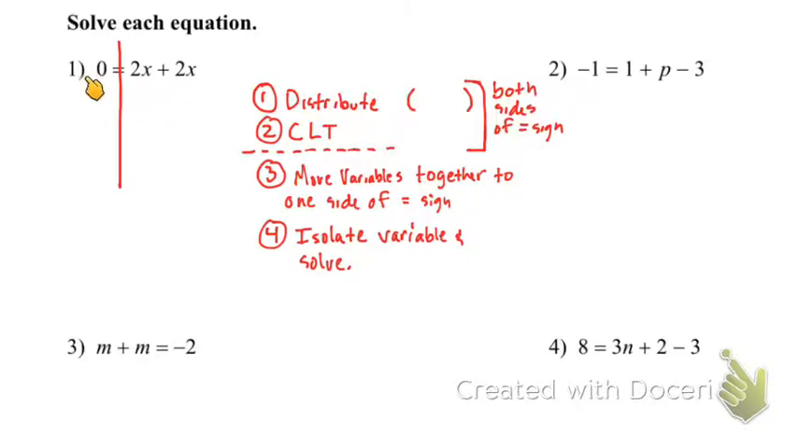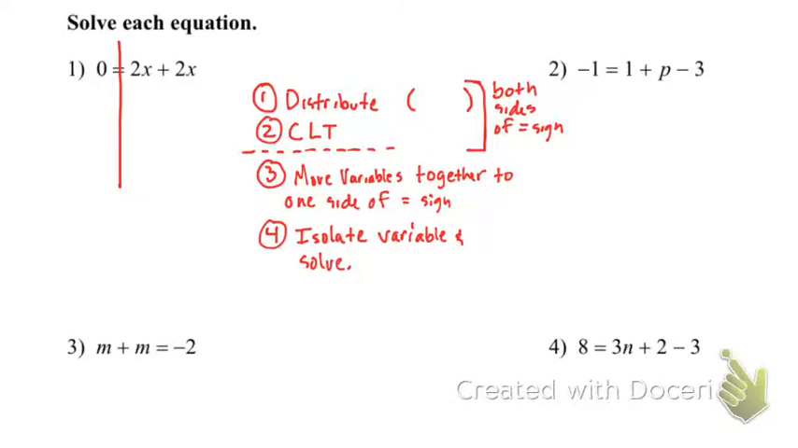On the left side we have nothing. On the right side we have our x's. So the first thing we want to look for is, do I have any parentheses on the right side? And the answer is no. So I do not have to do step 1. Now we go to the second step. Do I have combining like terms? And the answer is yes. Like terms are the same variable on the same side of the equal sign. So since they're on the same side of the equal sign, I can combine these.